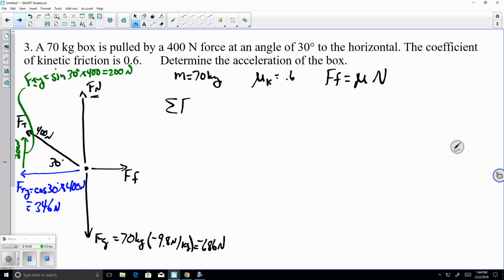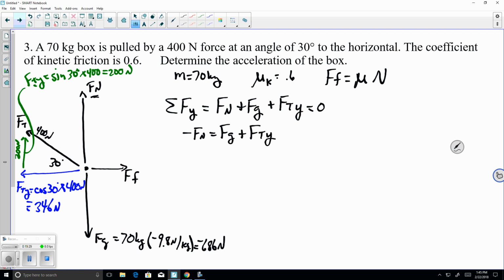Sum of forces in the y direction equals Fn plus Fg plus Ft in the y direction. By the way, it's not accelerating in the upward direction, so it's equal to 0. So I'm just going to go back and solve that. Essentially, if I set the sum of forces in the y direction to 0 and solve for Fn, it's the opposite of Fg plus Fty, and then I'll just have to take the opposite of that when I get down.